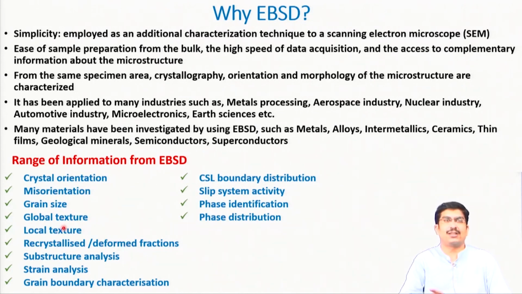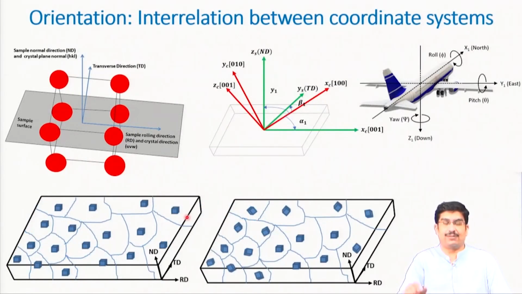You can have crystal orientation, misorientation, grain size you can calculate, global texture, bulk texture you can measure, local micro texture you can get, and if it is a deformed material, how much percentage of recrystallization happened, dislocation substructure analysis, strain analysis, grain boundary characterization, all different CSL, coincidence site lattice boundary, you can have information about that. So, all of these things you can get out of EBSD, that is why it is so diverse.